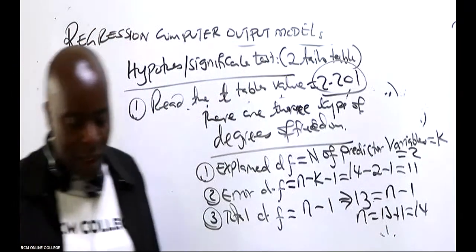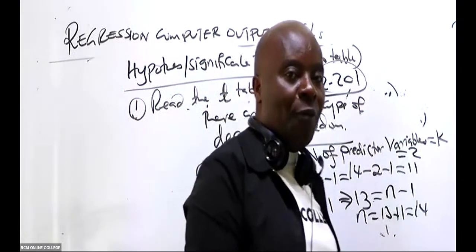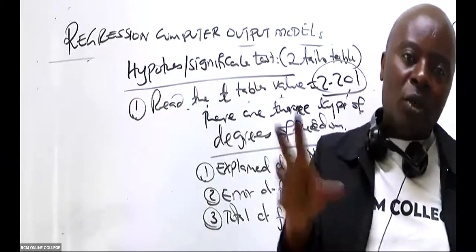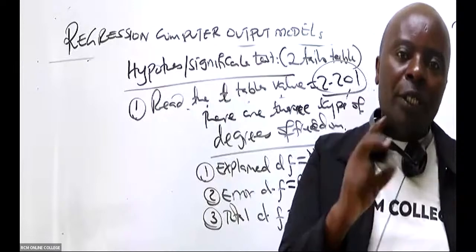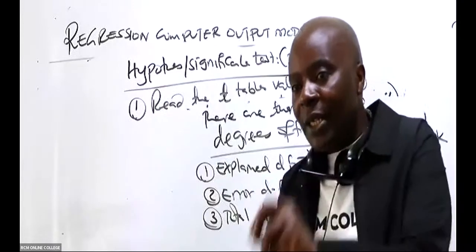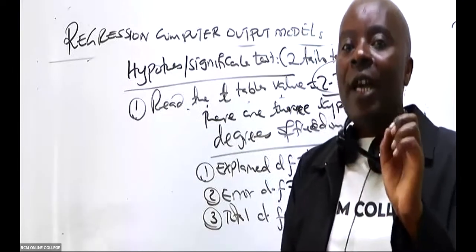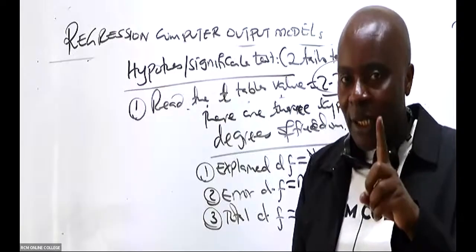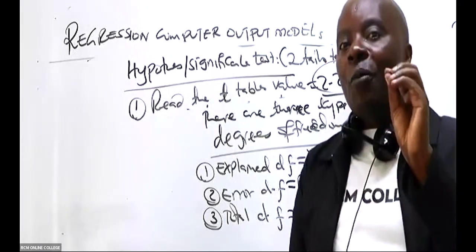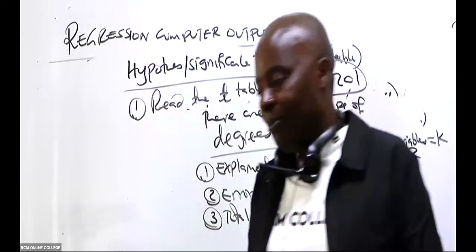So please listen to me very well. In most cases, they will not give you these degrees of freedom. Whenever it comes to regression, reading of the T critical, or T tables value, we shall always use that n minus k minus 1. Because we want to see whether our predictor variables have errors. So you're using the error degrees of freedom.